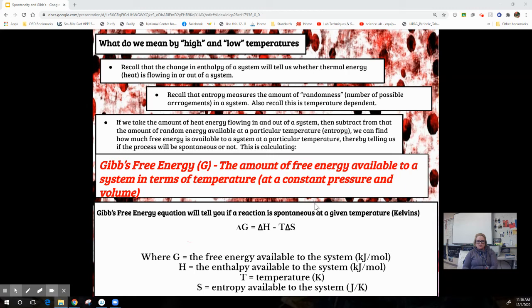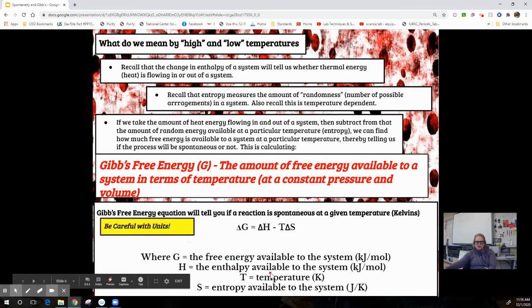The change in Gibbs free energy is going to be equal to the change in enthalpy of the process, minus temperature times the change in entropy of that process. And here's my variables denoted. G is Gibbs free energy, capital H is enthalpy, T is temperature.